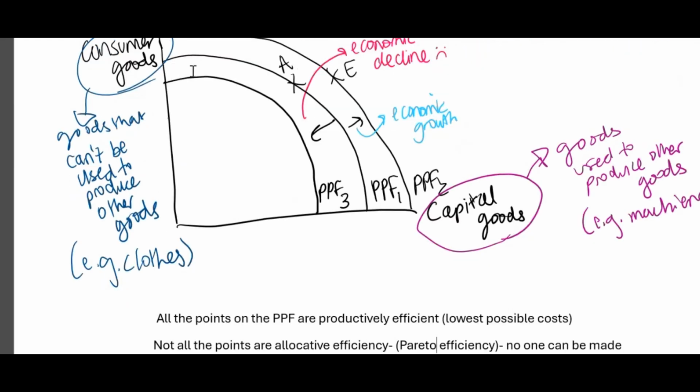So it's not really to do with the PPF, because even if we're efficiently making, I don't know, clothes, it doesn't necessarily mean that we are distributing them effectively. So we could be making 1,000 pieces of clothes, but maybe all those 1,000 pieces of clothes would go to a really rich person, and a lot of poor people don't have clothes now. And that's an example of allocatively being inefficient. But yeah, I hope that made sense.